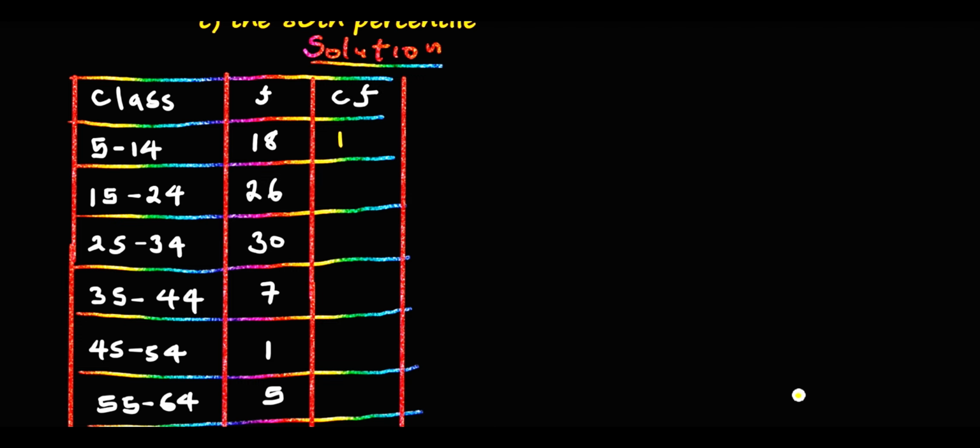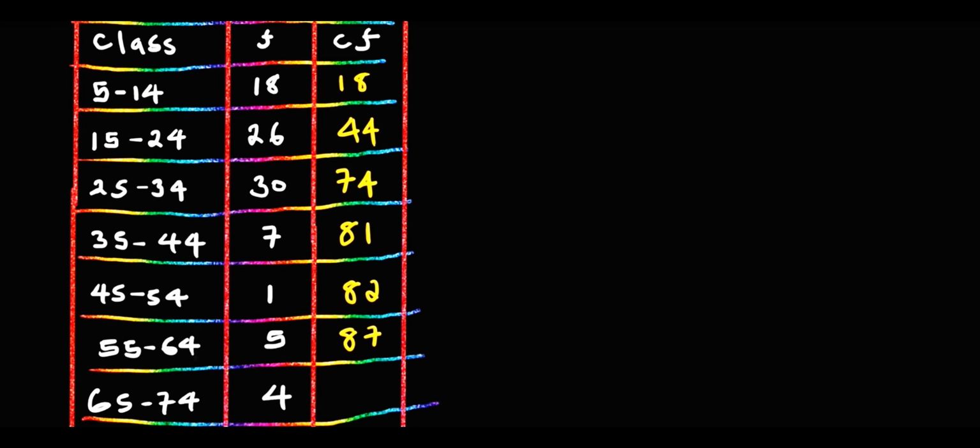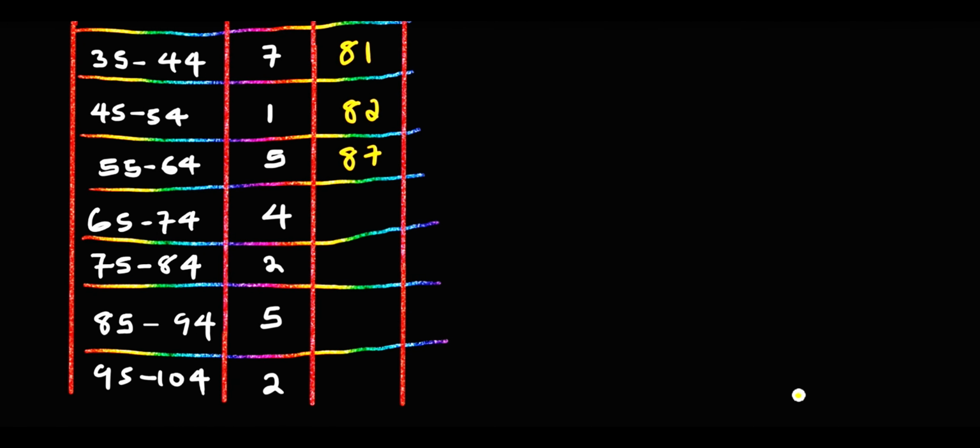The next one is now 18 plus 26, which in this case is going to be 44. The third one is 44 plus 30, which is 74. Then the next one is 74 plus 7, which is 81. Then plus 1, which is 82. Plus 5, which is 87. Then plus 4 is going to be 91. Plus 2 will be 93. Plus 5 will be 98. And then plus 2 will be 100, which is the total amount of frequency that we have.